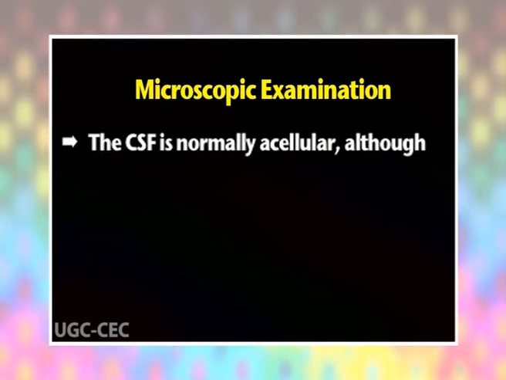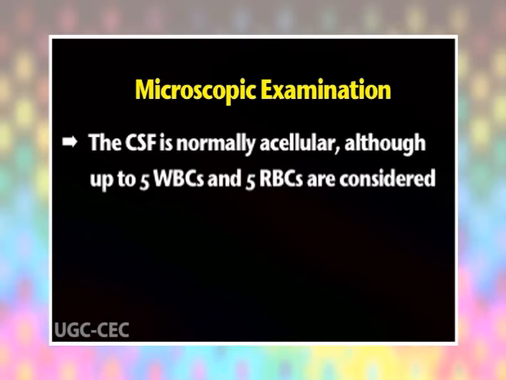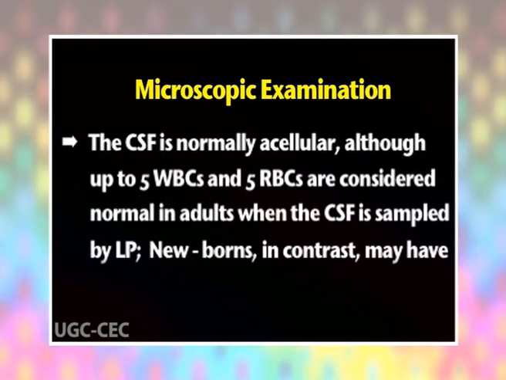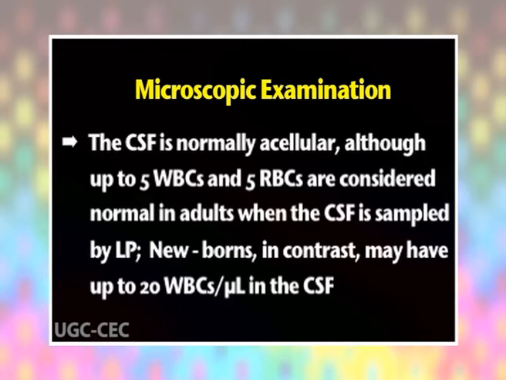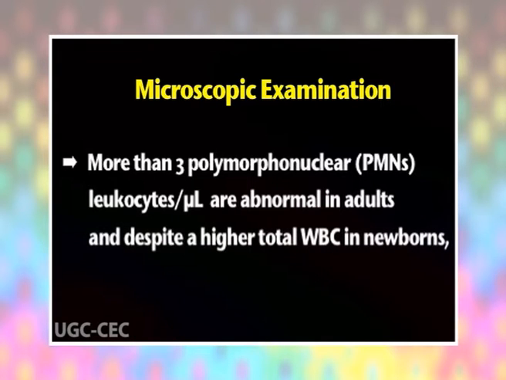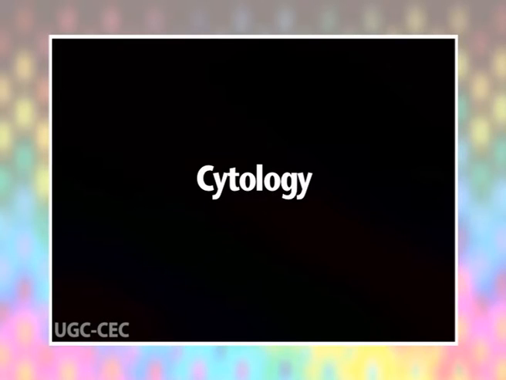Now let's discuss microscopic examination. The CSF is normally acellular, although up to 5 WBCs and 5 RBCs are considered normal in adults when the CSF is sampled by lumbar puncture. Newborns, in contrast, may have up to 20 WBCs per microliter in the CSF. More than 3 polymorphonuclear leukocytes per microliter are abnormal in adults, and despite a higher total WBCs in newborns, PMNs per microliter remain low.